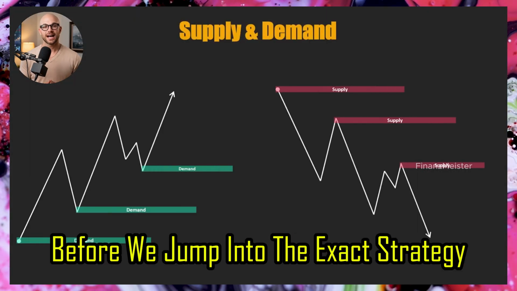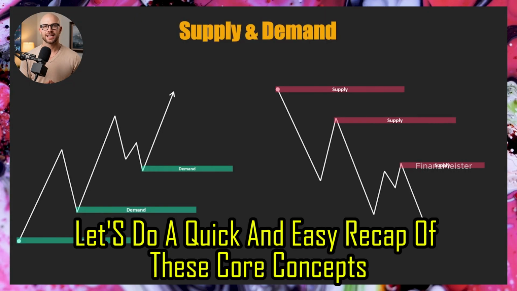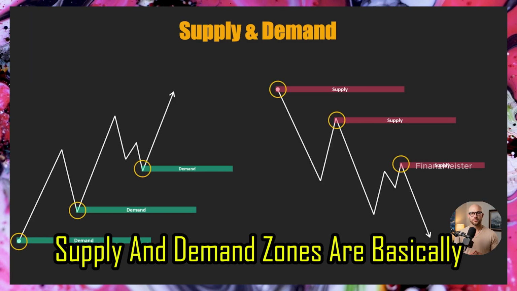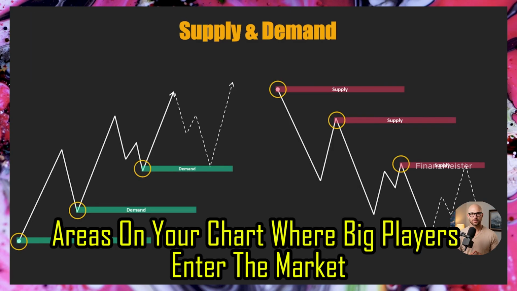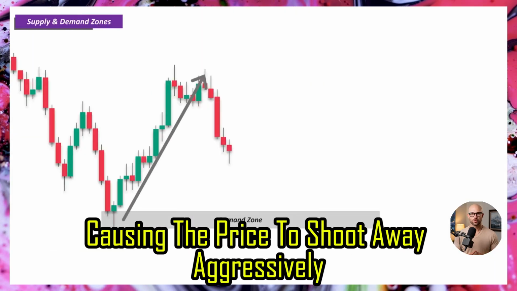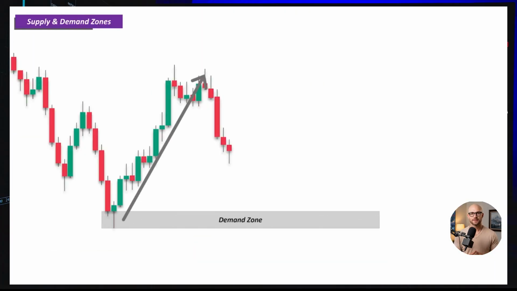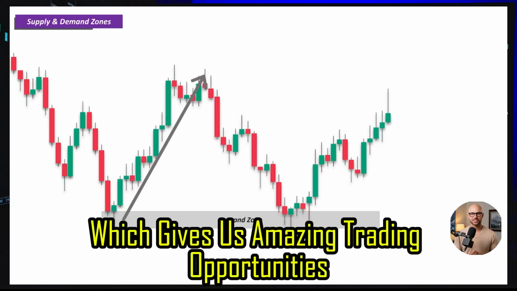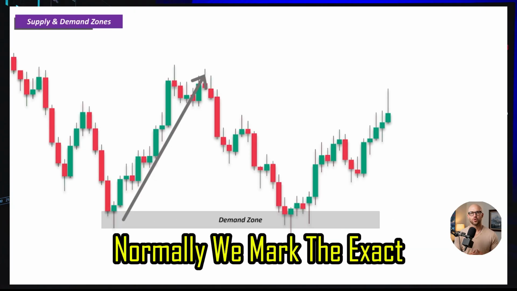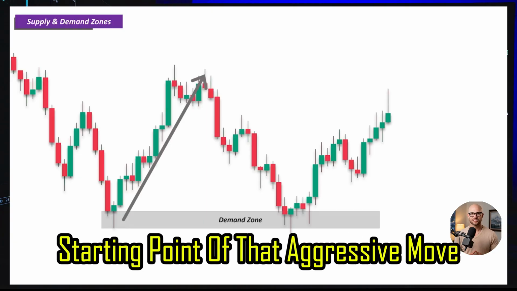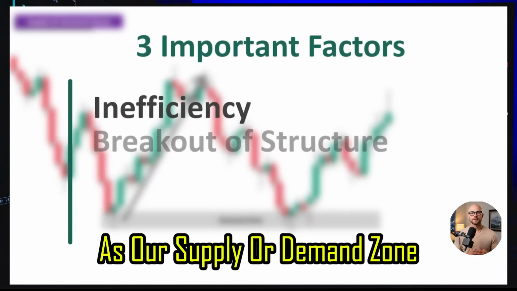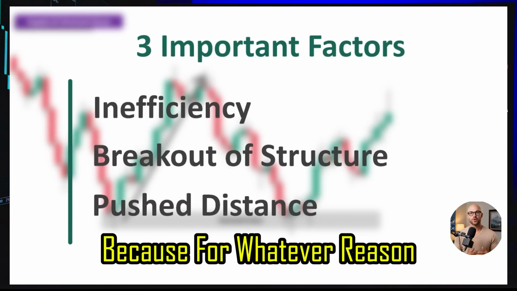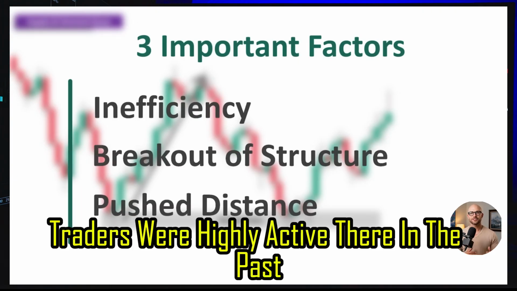Before we jump into the exact strategy, let's do a quick and easy recap of these core concepts, starting with supply and demand. Supply and demand zones are basically areas on your chart where big players enter the market, causing the price to shoot away aggressively from that specific level. These zones show us where massive buying or selling interest is still sitting, which gives us amazing trading opportunities. Normally, we mark the exact starting point of that aggressive move as our supply or demand zone. When the price eventually returns to that area, we expect some kind of reaction because, for whatever reason, traders were highly active there in the past.